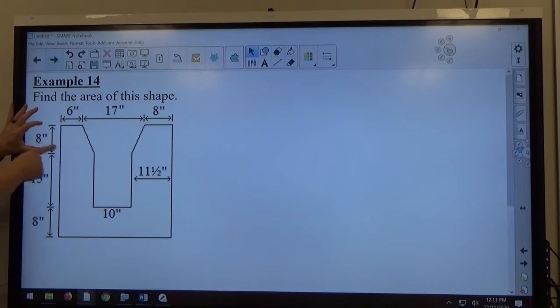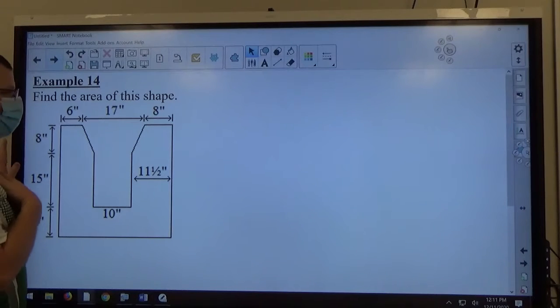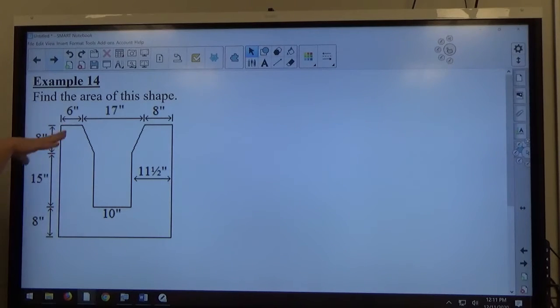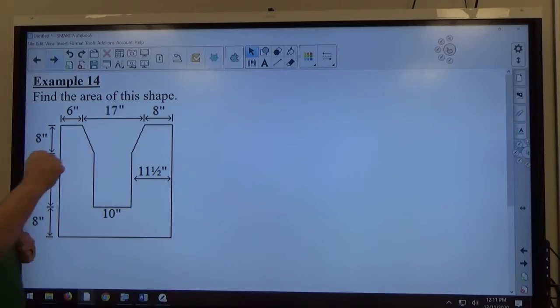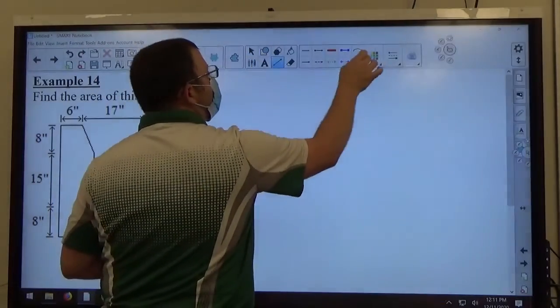The 8 goes from here to here, 15 goes from here to here, and 8 goes from here to here. When you're looking at those types of drawings, sometimes they give you that. Personally, I'm going to put dashed lines anywhere they give me things like that to break it up into pieces, and I can look at the pieces to determine what kind of shapes they are.